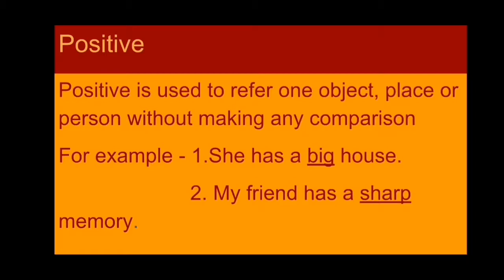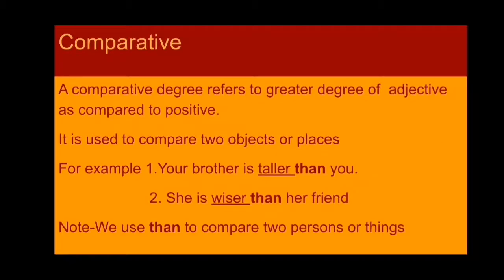Now in the second sentence, here sharp is an adjective and it is considered in the positive form because it is explaining the memory, but this memory is not compared with any other person's memory. So the positive form of an adjective always gives more meaning to the noun but doesn't show any comparison with any other noun in the sentence.